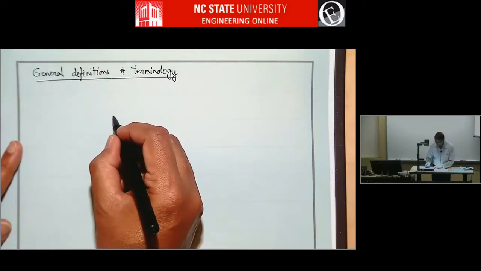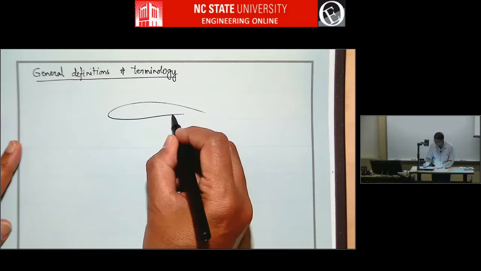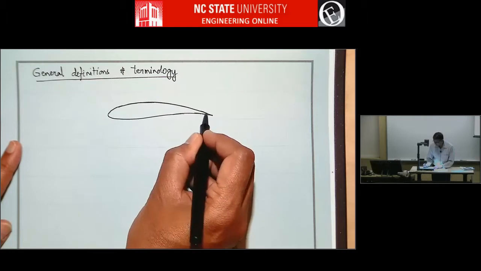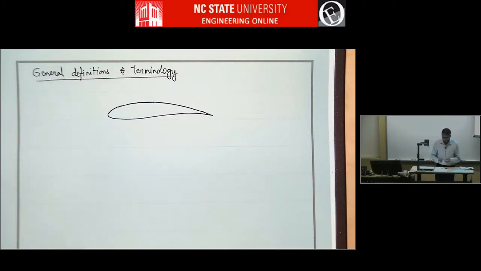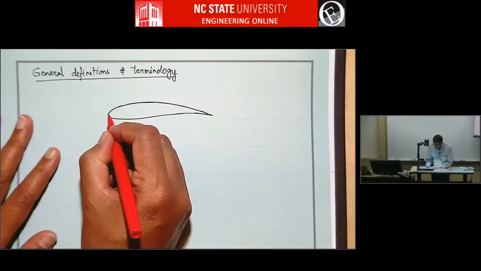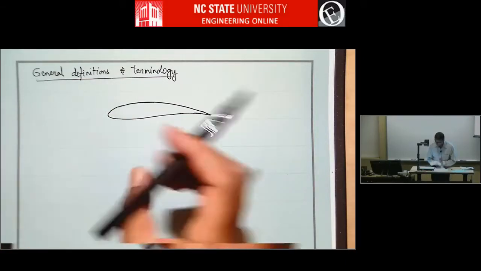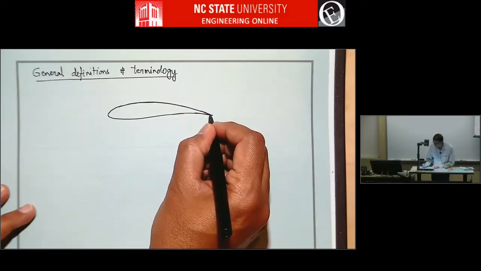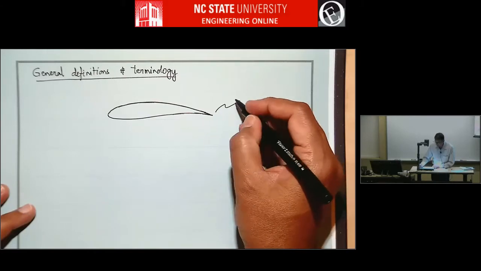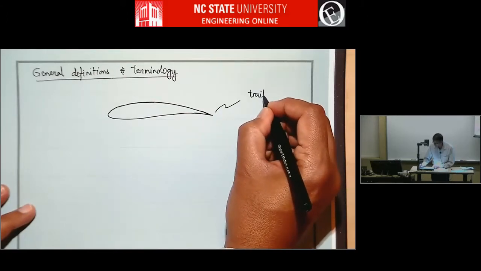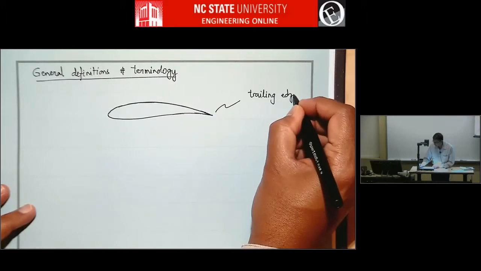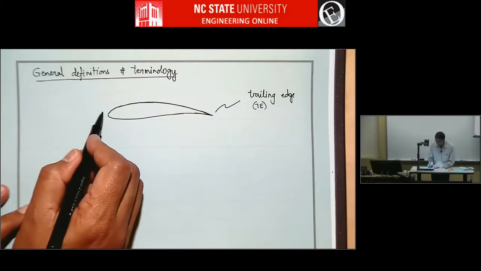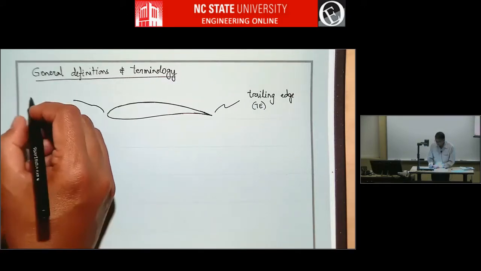So a typical airfoil is going to look like this. The sharp edge is probably the easiest place to start from if you want to talk about geometry. That is the trailing edge. And since we'll be talking about all this a lot, we'll abbreviate it to TE. And the rounded edge is the leading edge.